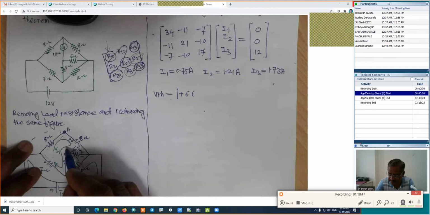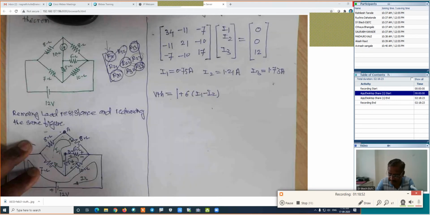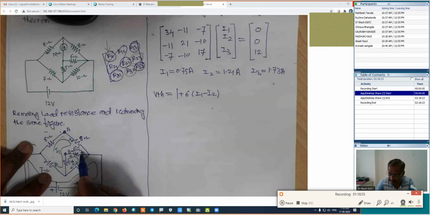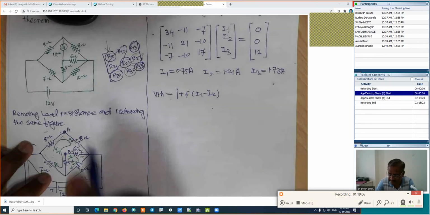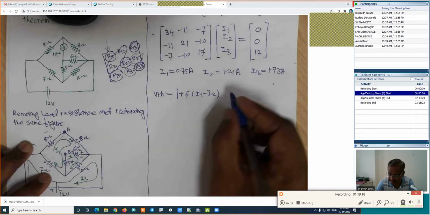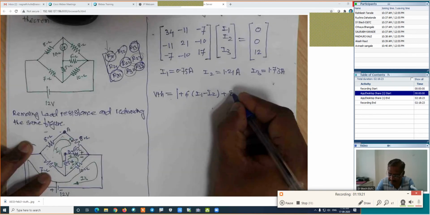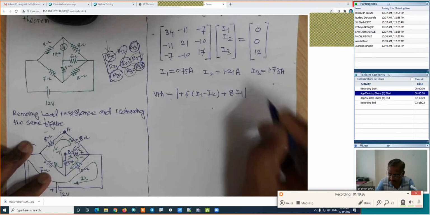Because I am assuming this I1 as the main current, the resultant current will be I1 minus I2. Is it right? Current in this branch. I am using the sign convention of this I1. If I am using the sign conventions of I2, then positive to negative, which is minus 6 into I2 minus I1 will be the value. But I am using I1, that's why it is minus to plus, that is a plus. Its resistance is 6 and its current is I1 minus I2, because I1 is the main current, I2 is the subcurrent. Then negative to positive, which is a plus. Its resistance is 8 and its current is I1. That's it.